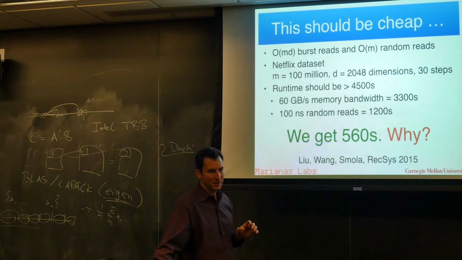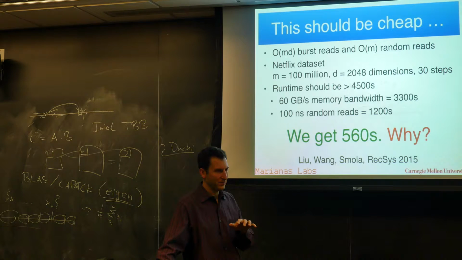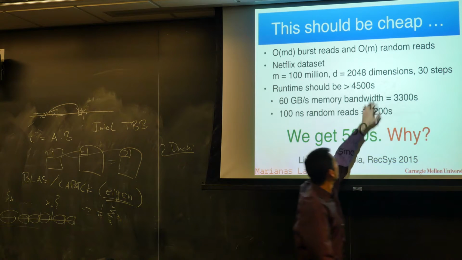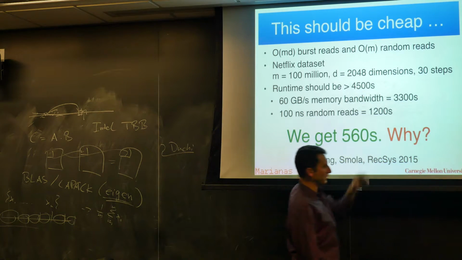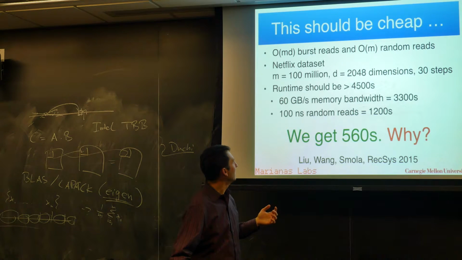On top of that, I need to look up order of m random locations in memory, because basically for every user movie pair, I need to look up the user vector, I need to look up the movie vector. So that's going to be the thing that really hits us for the burst. Sorry, for the random memory lookup.